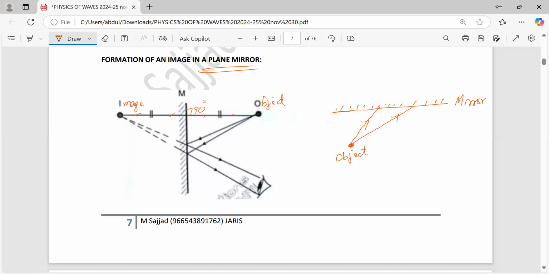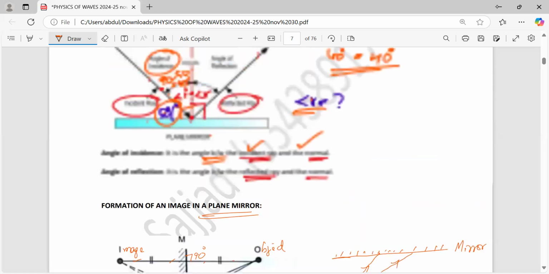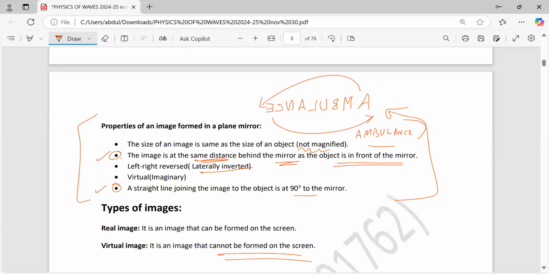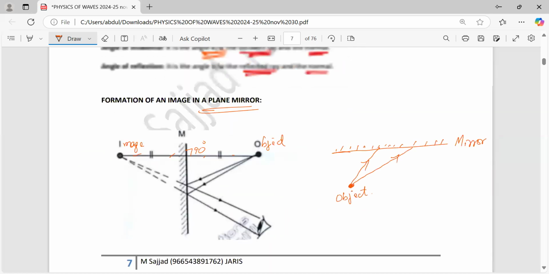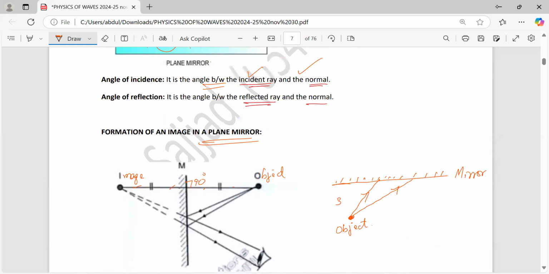Now, the first point is, see the point which I am using here to make this image. The image is the same distance behind the mirror as the object is in front of it. So if the object is at a distance of 3 centimeters, the image will also be at a distance of how much? 3 centimeters. This is done. Now what to do? So the object is marked and the image is also marked.